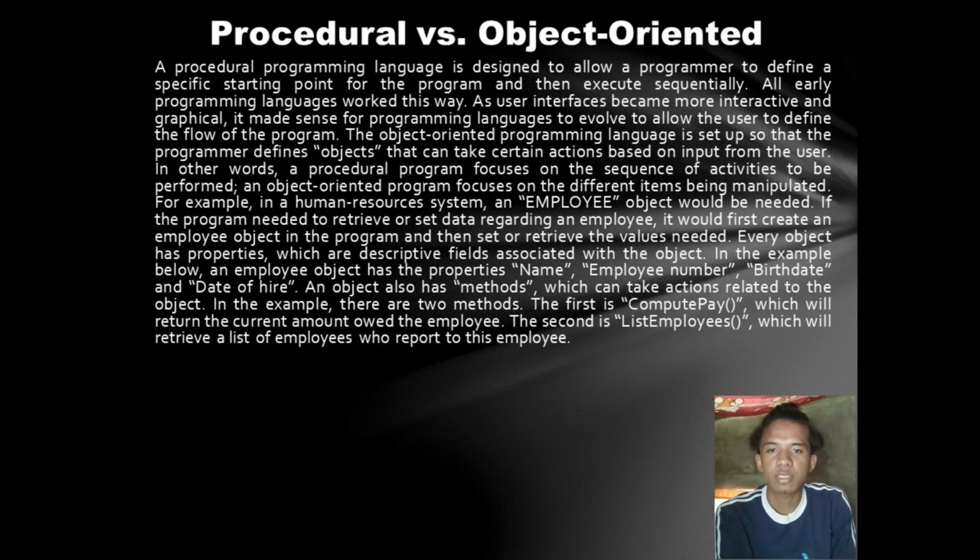An object also has methods, which can take actions related to the object. In the example, there are two methods. The first is compute pay, which will return the current amount owed the employee. The second is list employees, which will retrieve a list of employees who report to this employee.